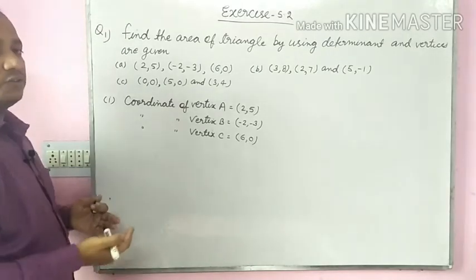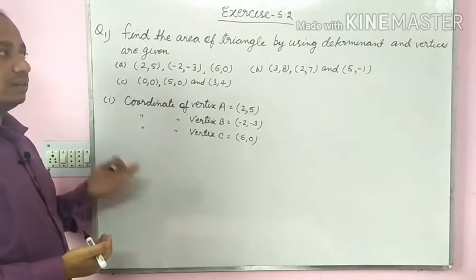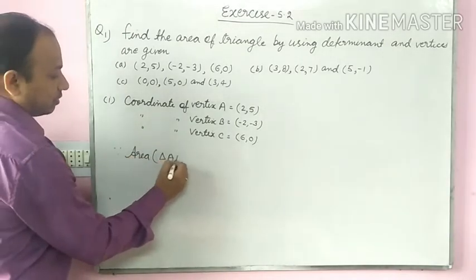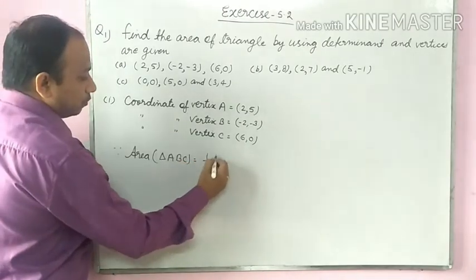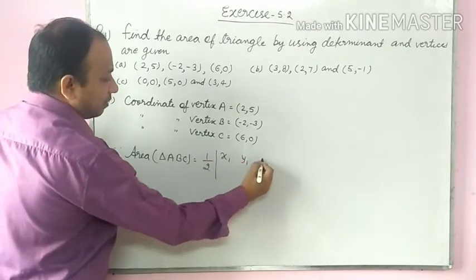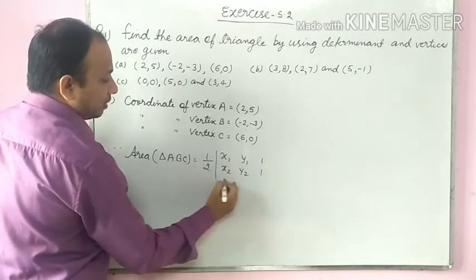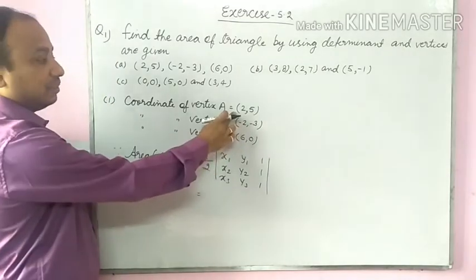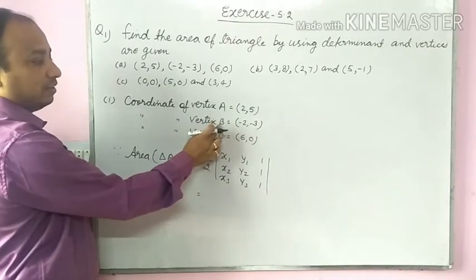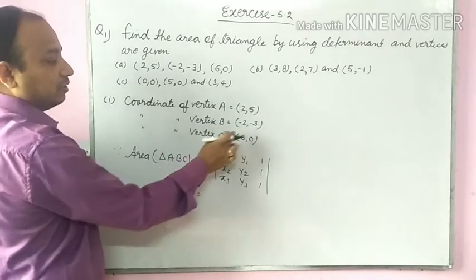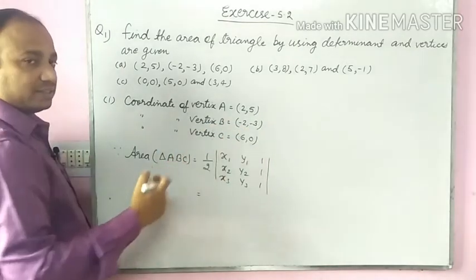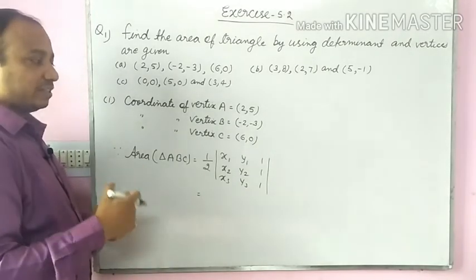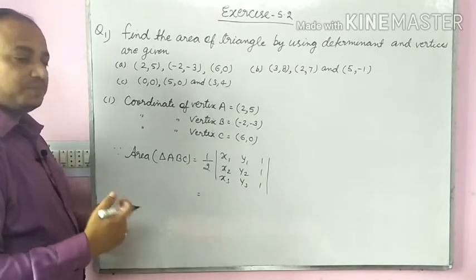Then we find the area of the triangle by using the determinant method. Then the area of triangle ABC is, what is the formula? 1 upon 2 times the determinant x1 y1 1, x2 y2 1 and x3 y3 1, where x1 y1 represents the coordinate of vertex A, the coordinate of vertex B is represented by x2 y2 and the coordinate of vertex C is represented by x3 y3. मींस जो वर्टेक्स पहले आ रहा है उसको हम x1 y1 से रिप्रेजेंट करेंगे, सेकंड को x2 y2 से, एंड थर्ड वन इज रिप्रेजेंटेड बाय द x3 y3.